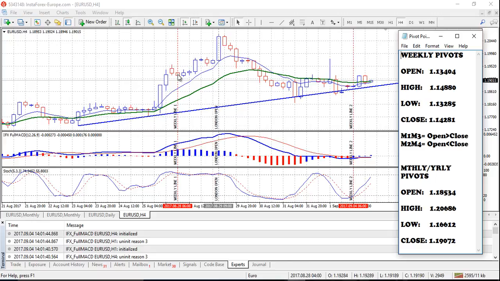So I am taking 1.19284, so I will edit it here. Okay, let me capture it again: 19284. So that is it there, 19284.